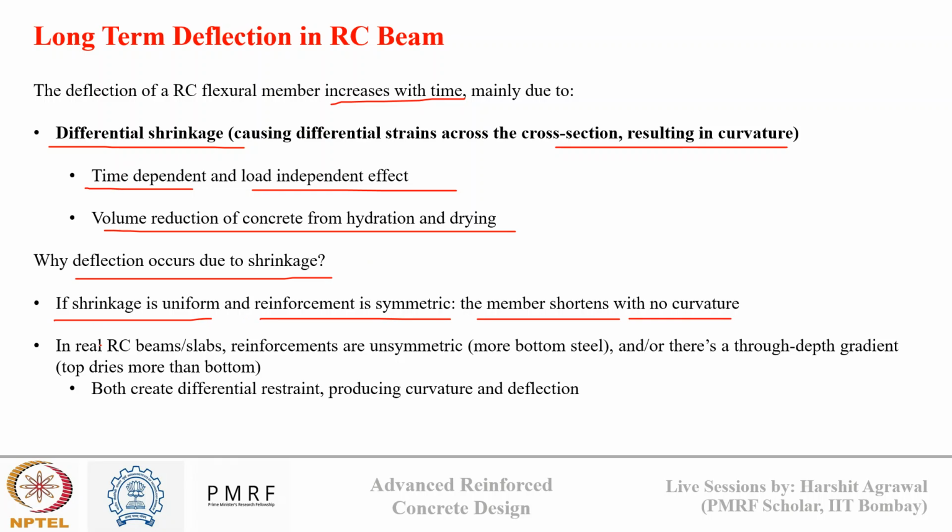However, in real reinforced concrete beams and slabs, the reinforcements are unsymmetric. There is generally more bottom reinforcement than top reinforcement, and there is a temperature gradient also present, since the top part dries more compared to the bottom part. Such reasons result in differential restraints in the reinforced concrete beam, which produce curvature and deflection. If we have uniform cross section, uniform distribution of steel reinforcement, and uniform drying of concrete, then we won't see any deflection due to shrinkage. It is just the variation in the reinforcement distribution and the variation in the temperature gradient or exposure of a reinforced concrete section that brings in deflection due to shrinkage.